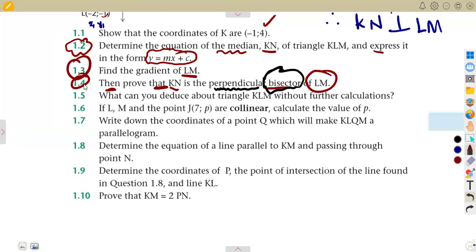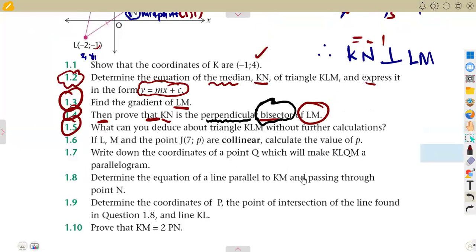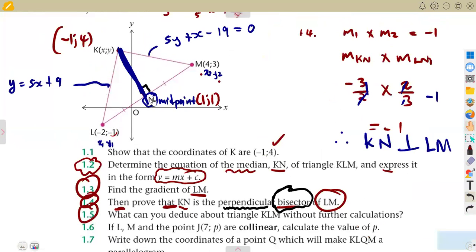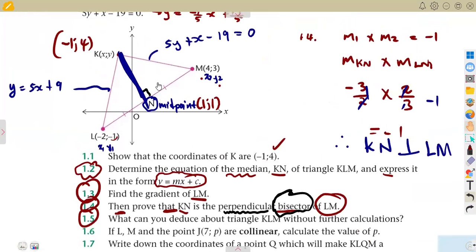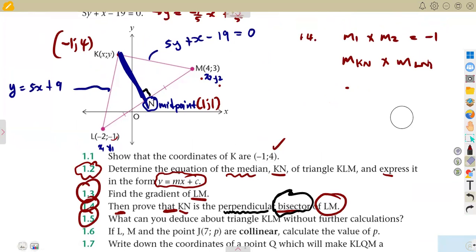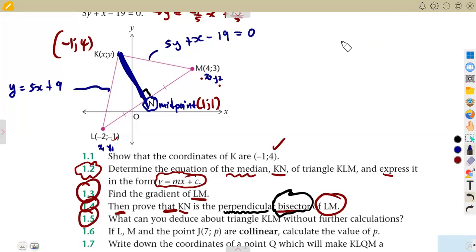All right. 1.5, what can you deduce about triangle KLM without further calculations? This is our triangle KLM. What can we say? We saw that this line is perpendicular, at 90 degrees, bisecting this line into two equal parts. It is nothing but an isosceles triangle. Remember the isosceles triangle concept. I'm not saying it can also be an equilateral triangle.